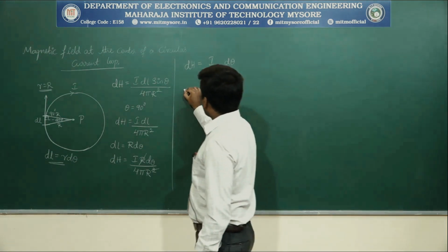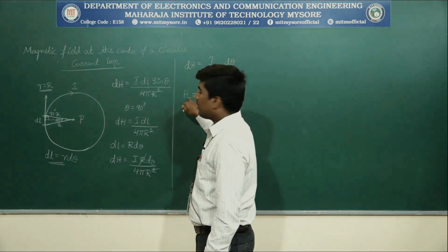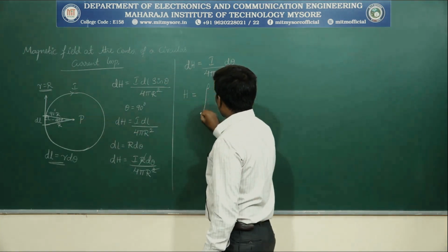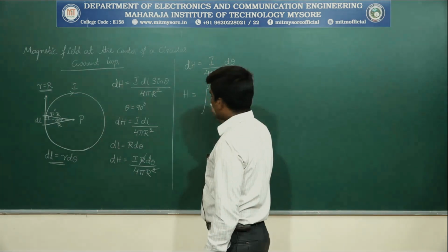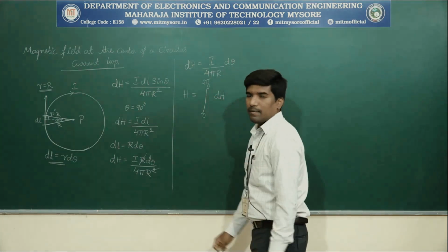Now in order to obtain the overall magnetic field intensity H at point P, we need to integrate all dH components from 0 to 2 pi. Why is it 0 to 2 pi?